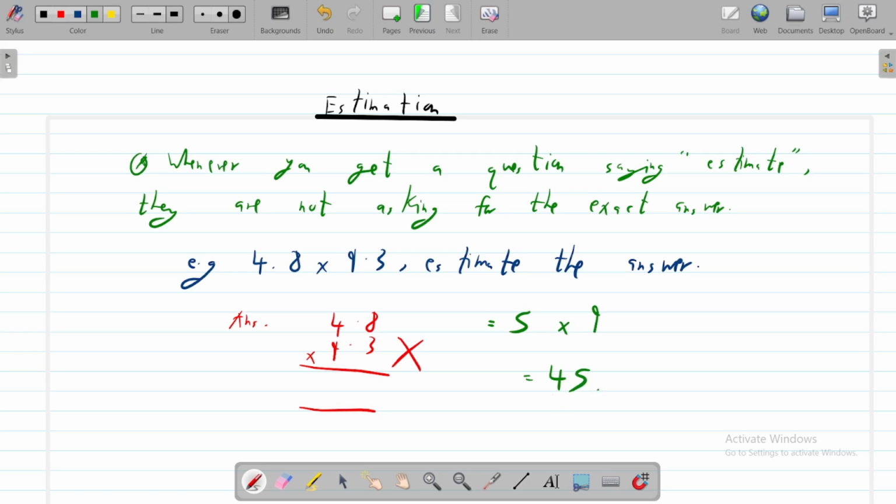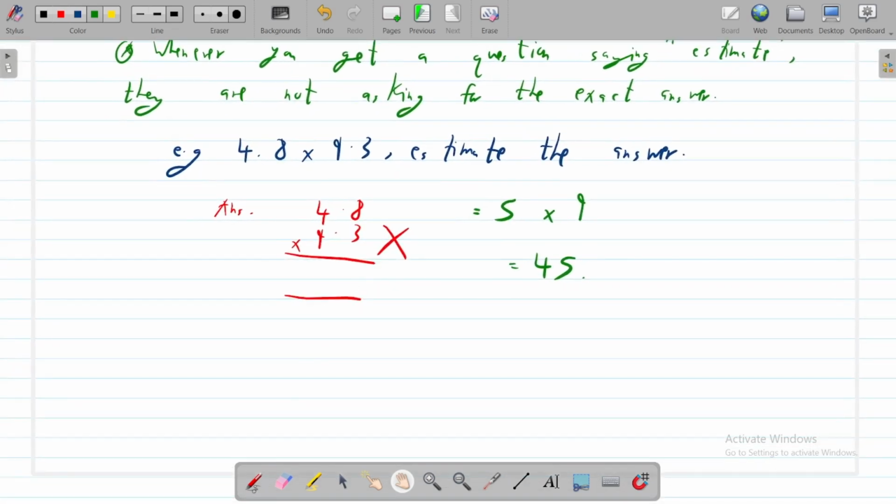Now again, that's not the exact answer, but that's also not what the examiner asked us. They said estimate the answer. If we also find out the actual answer, I think I have a calculator here. So the answer would be 4.8 times 9.3. We'll get 44.64. That's really close. So again, they're asking for the estimated answer, not the exact answer. So that's the concept. Whenever they say this, you don't have to start doing the multiplication.